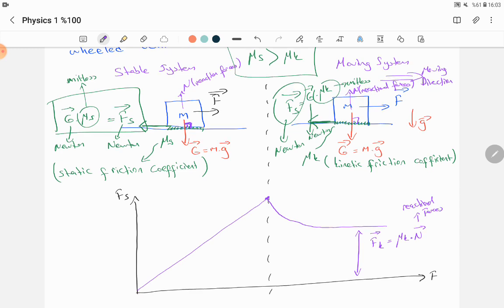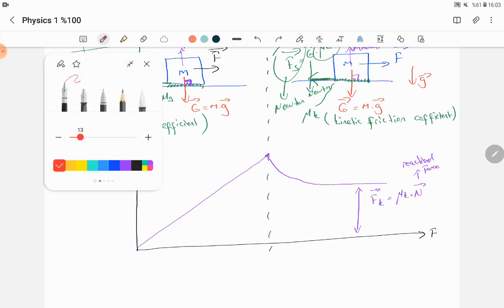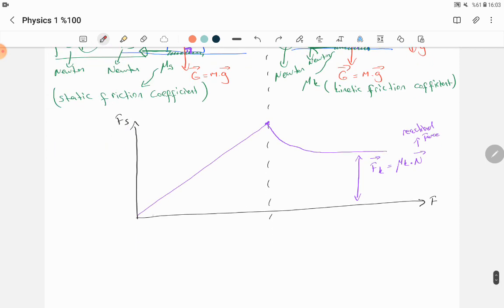And that's also static region. In here is static region, and here is kinetic region.